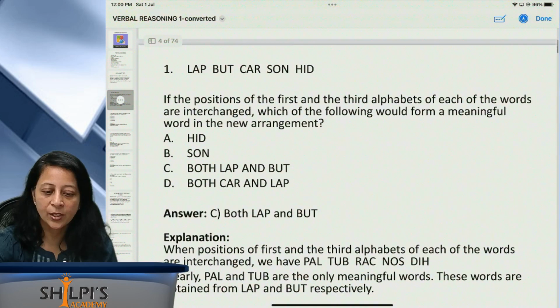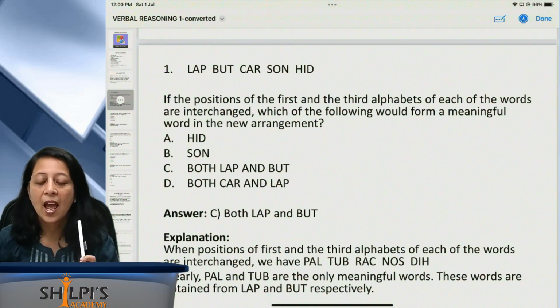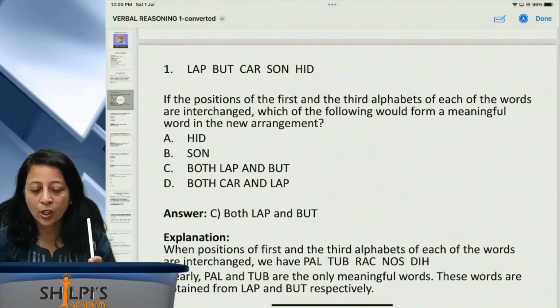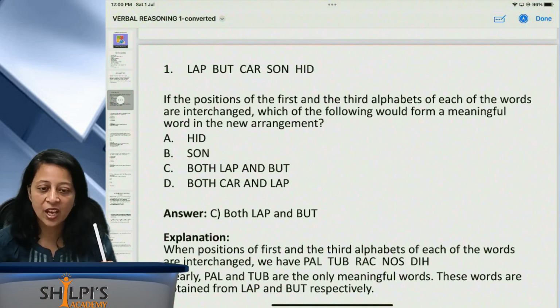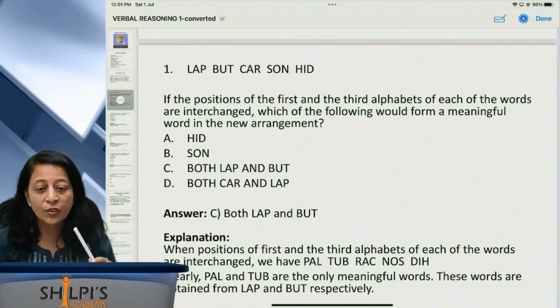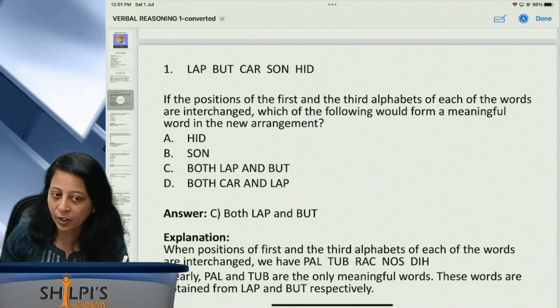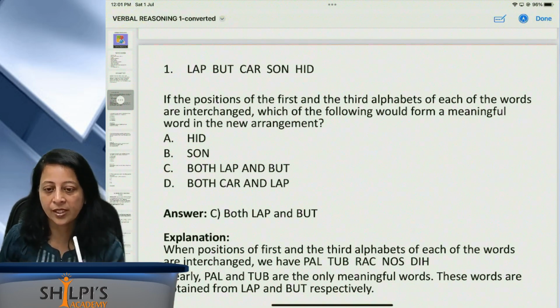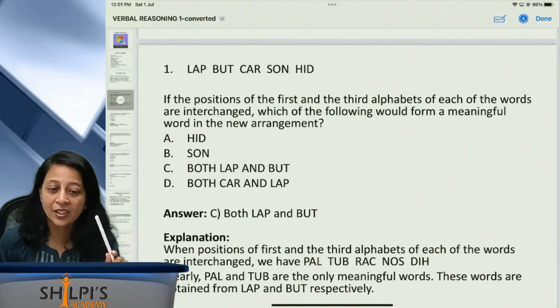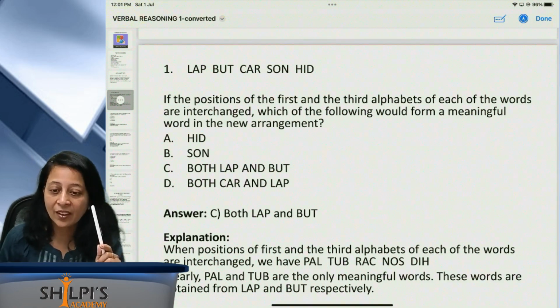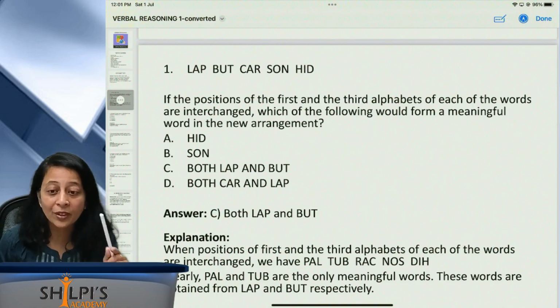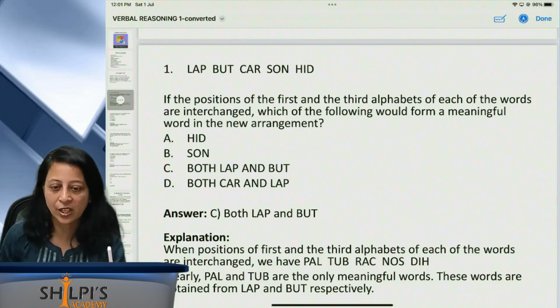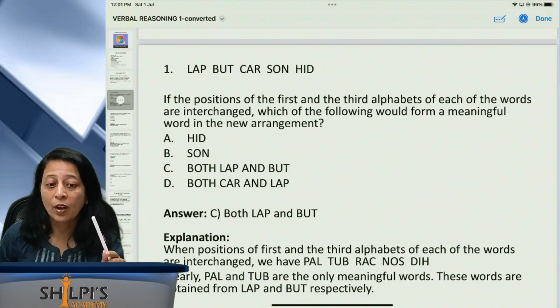Okay. So here goes our first question. LAP, BUT, CAR, SON, HID. If the positions of the first and the third alphabet of each of the words are interchanged. So how many words are here? They have given 5 words. If the position of the first and third alphabet of each of the words is changed, which of the following would form a meaningful word in the new arrangement?